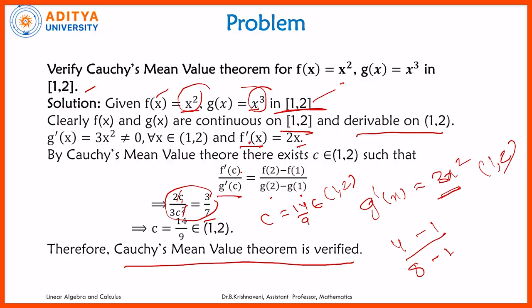So this is the way to verify Cauchy mean value theorem. We take f and g and check the continuity in the given closed interval, check the differentiability in the given open interval, and check g dash x is not equal to 0 for every x in the open interval. Then we take the condition of Cauchy mean value theorem and find c, and that c must be in the open interval 1 comma 2. Once it satisfies this, we say that the Cauchy mean value theorem is verified.